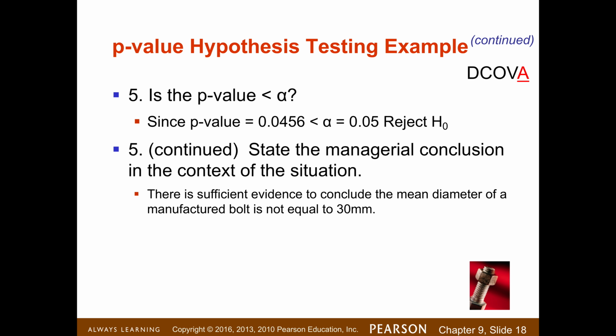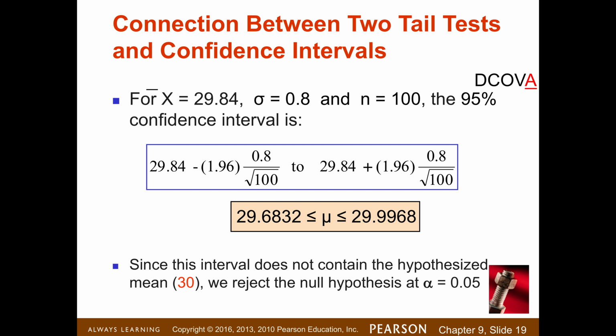Is the p-value less than alpha? So our p-value is 0.0456. It's less than 0.05, so we reject the null hypothesis, just as we did with the z-critical approach.